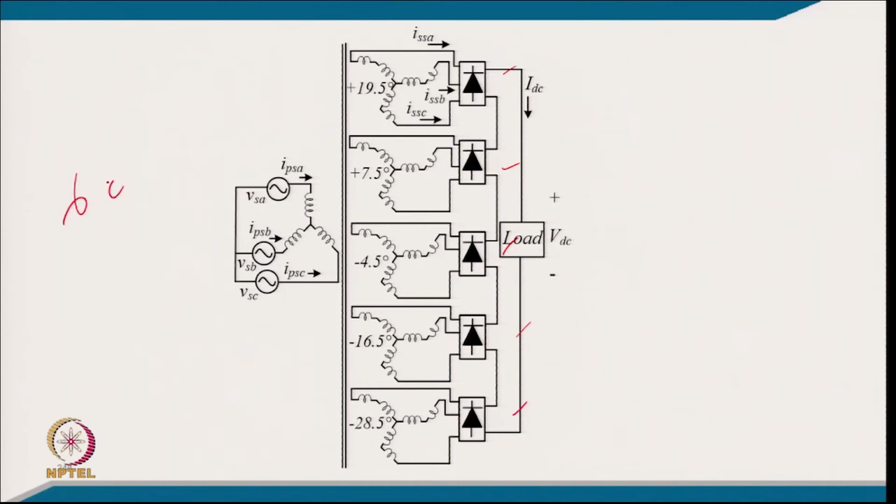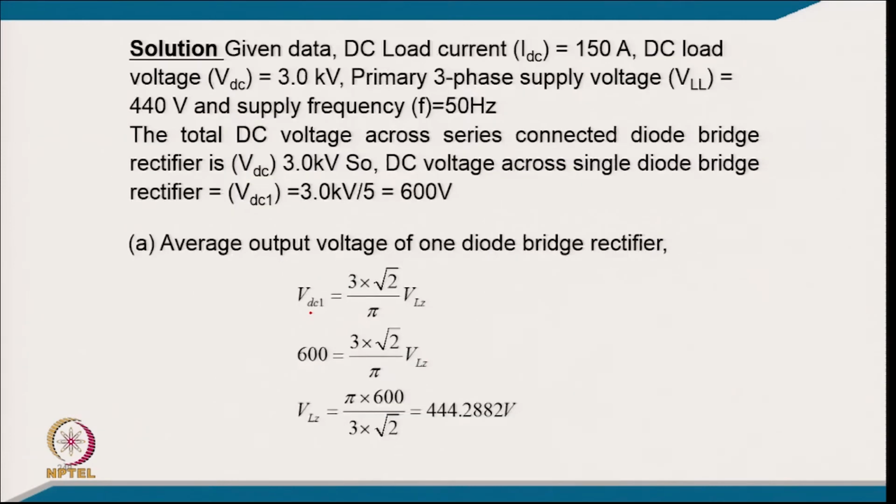So, that will certainly be 60 divided by 5. So, you will have a 12 degree phase shift, and you will find here the 12 degree phase shift among 2 consecutive ones, and all are connected in series. So, you have the same current, and this is the primary connected in star. So, given data: the DC load current is 150 ampere, the voltage is 3 kV, and the primary voltage is 440 volt 50 hertz, and the total voltage across the series connection is 3 kilovolt, and we have 5 bridges. So, each will have 600 volt.